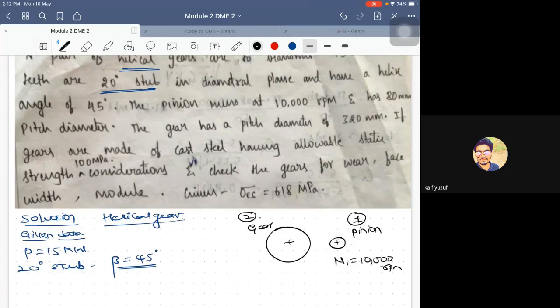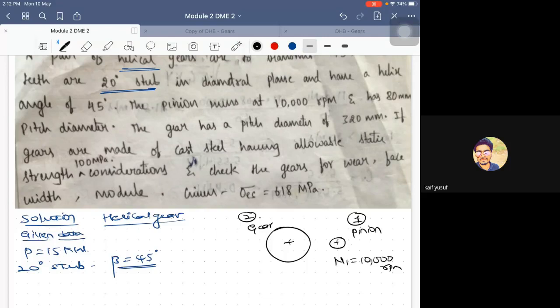Not the spur gear. The spur gear will have a little bit of sound, in the sense that when the gear rotates, you'll get that sound. But when you come to a helical gear, there is absolutely zero noise because of the gradual engagement of the teeth. You'll come to know about it.